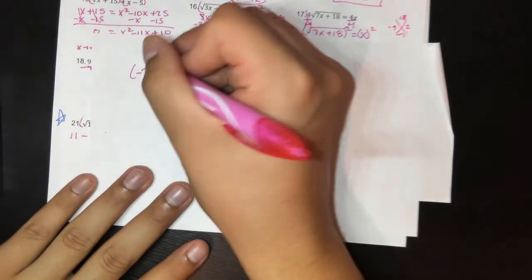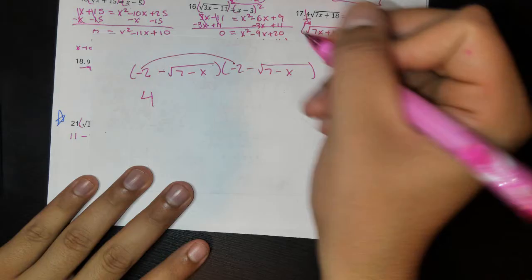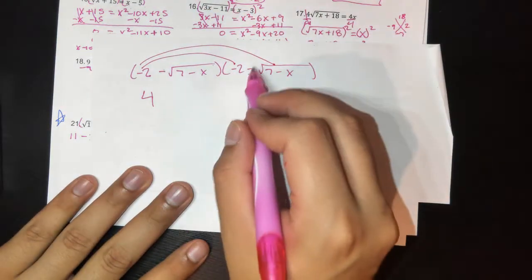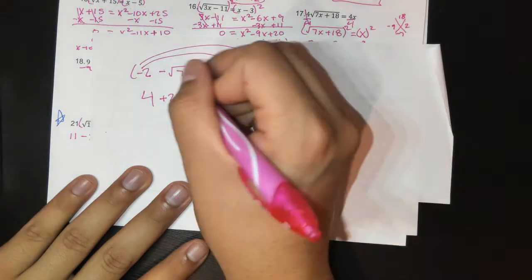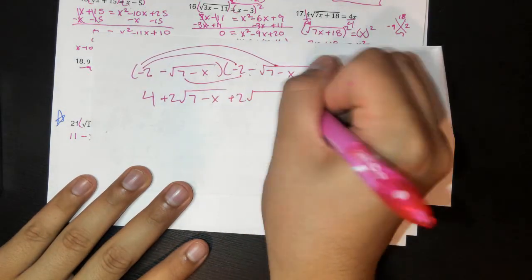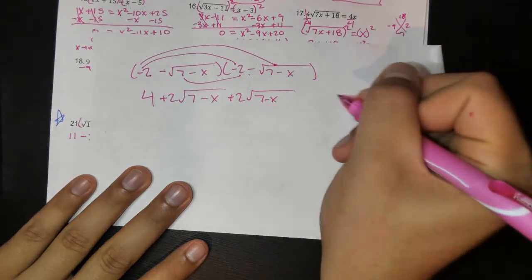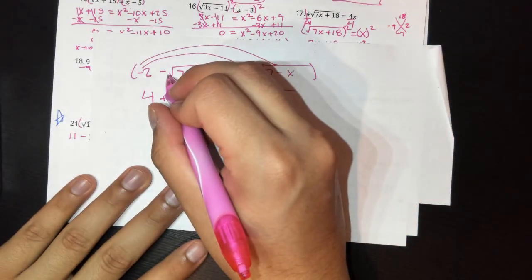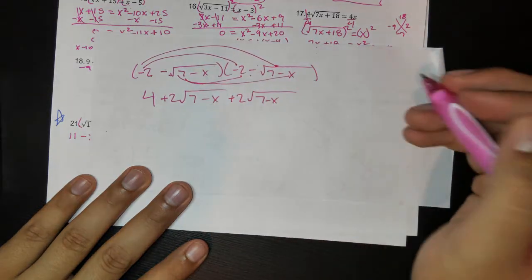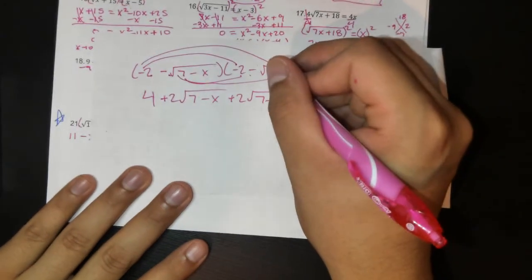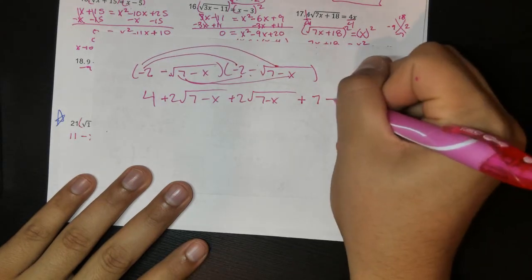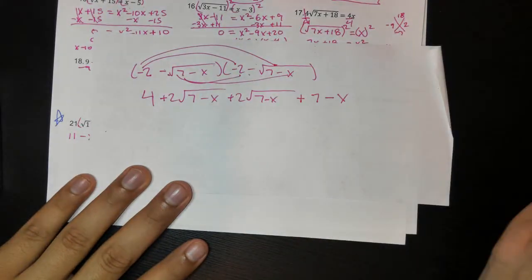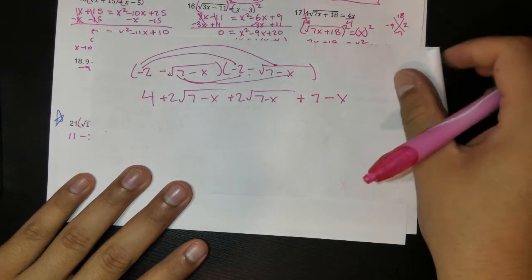So let's FOIL this. Negative 2 times negative 2 is positive 4. Negative 2 times negative square root of 7 minus x is positive 2 square root of 7 minus x. Same thing here, positive 2 square root of 7 minus x. And then negative square root of 7 minus x times negative square root of 7 minus x would give you positive 7 minus x. All that happened was the square root goes away and you just have 7 minus x.